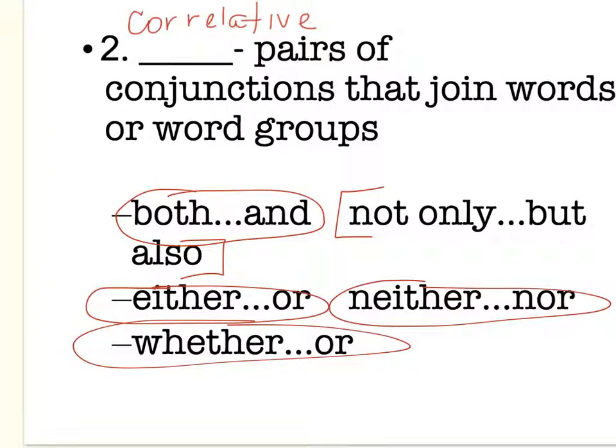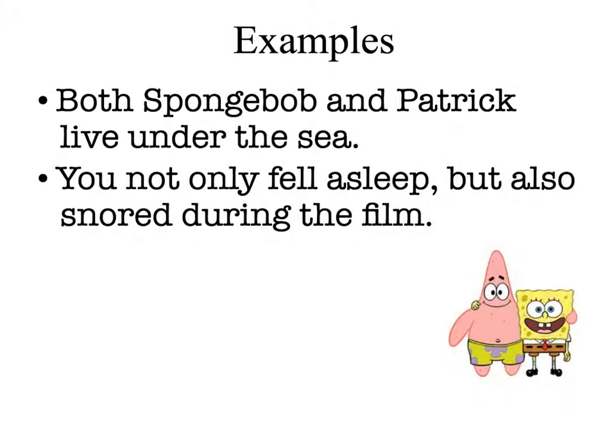So you might have either or, neither nor, both and, not only, but also. Remember that these are two words that qualify as correlative conjunctions, not only, but also.